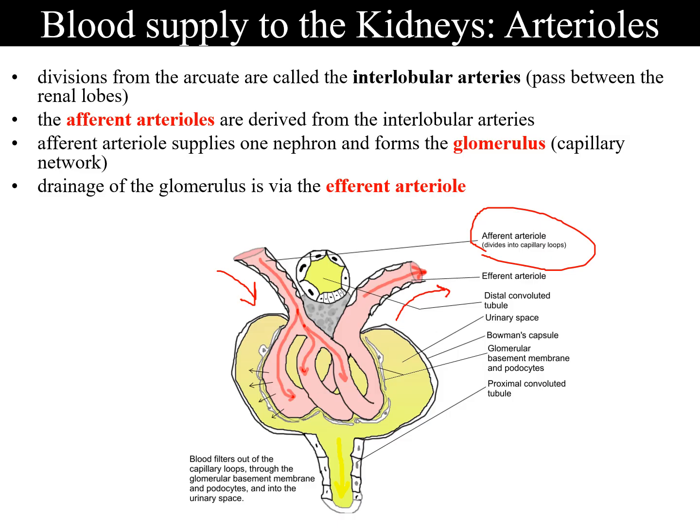This blood that is coming out of the efferent arteriole is then going to form an extensive capillary network that is going to lay down on top of the rest of the nephron so that the nephron can reclaim what's been filtered out and dump what we want to keep back into that capillary network.